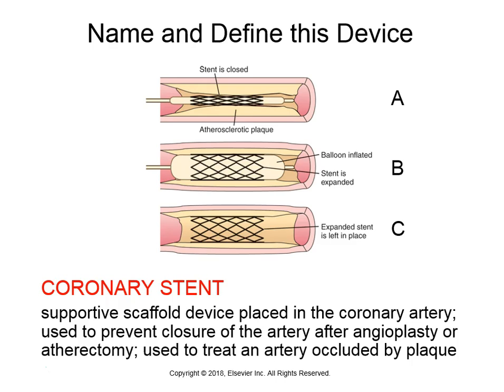Here's an example of what a stent looks like. When they insert it, it's collapsed so it can fit in the artery. It finds an area where there's a lot of plaque. Then they inflate this little balloon that expands the stent, and then they pull out the balloon, and you have the stent that remains as a scaffold in that area.